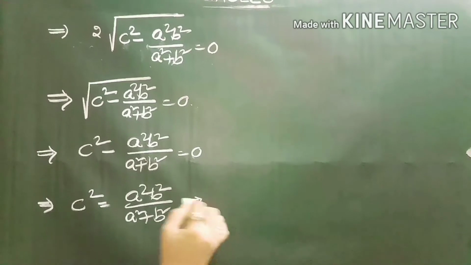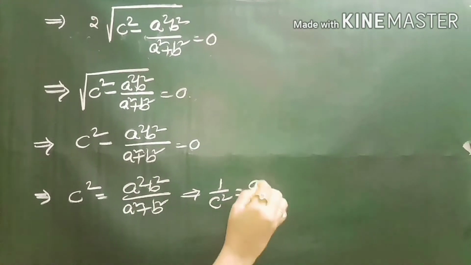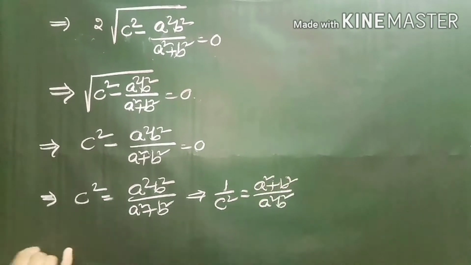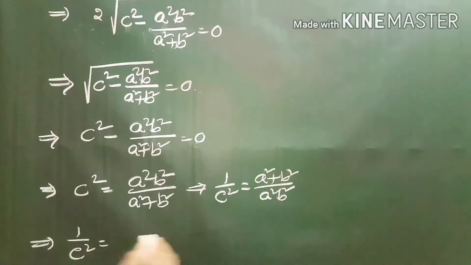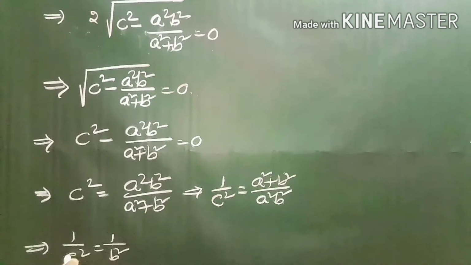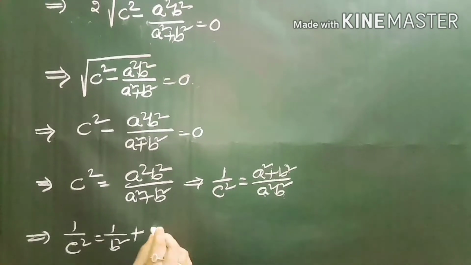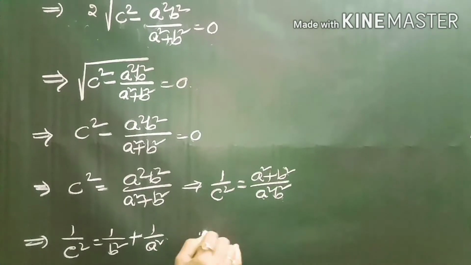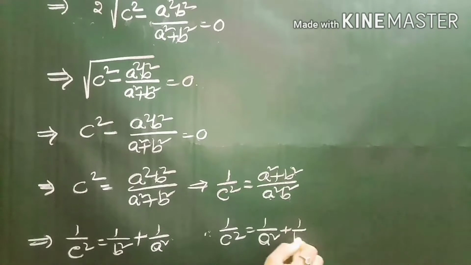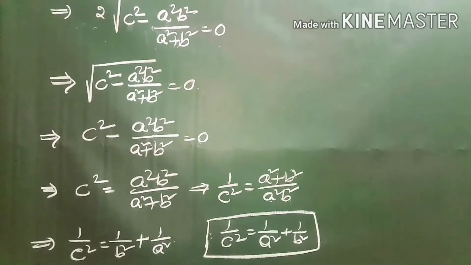Now taking the reverse of the fraction, that is 1 by c square is equal to a square plus b square by a square b square. Now separating the denominator: a square by a square b square returns the value 1 by b square, plus b square by a square b square returns the value 1 by a square. Therefore the condition is 1 by c square is equal to 1 by a square plus 1 by b square, which is the condition for the chord to be a tangent to the given circle.